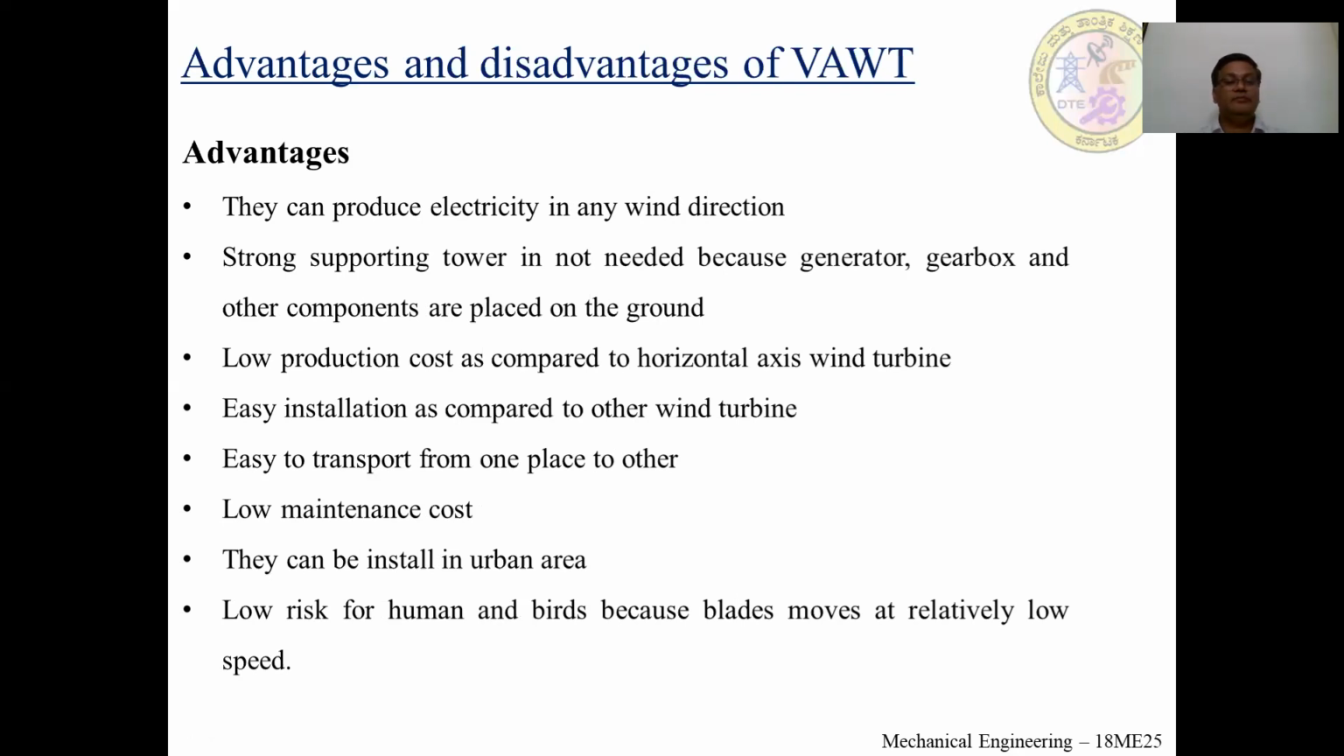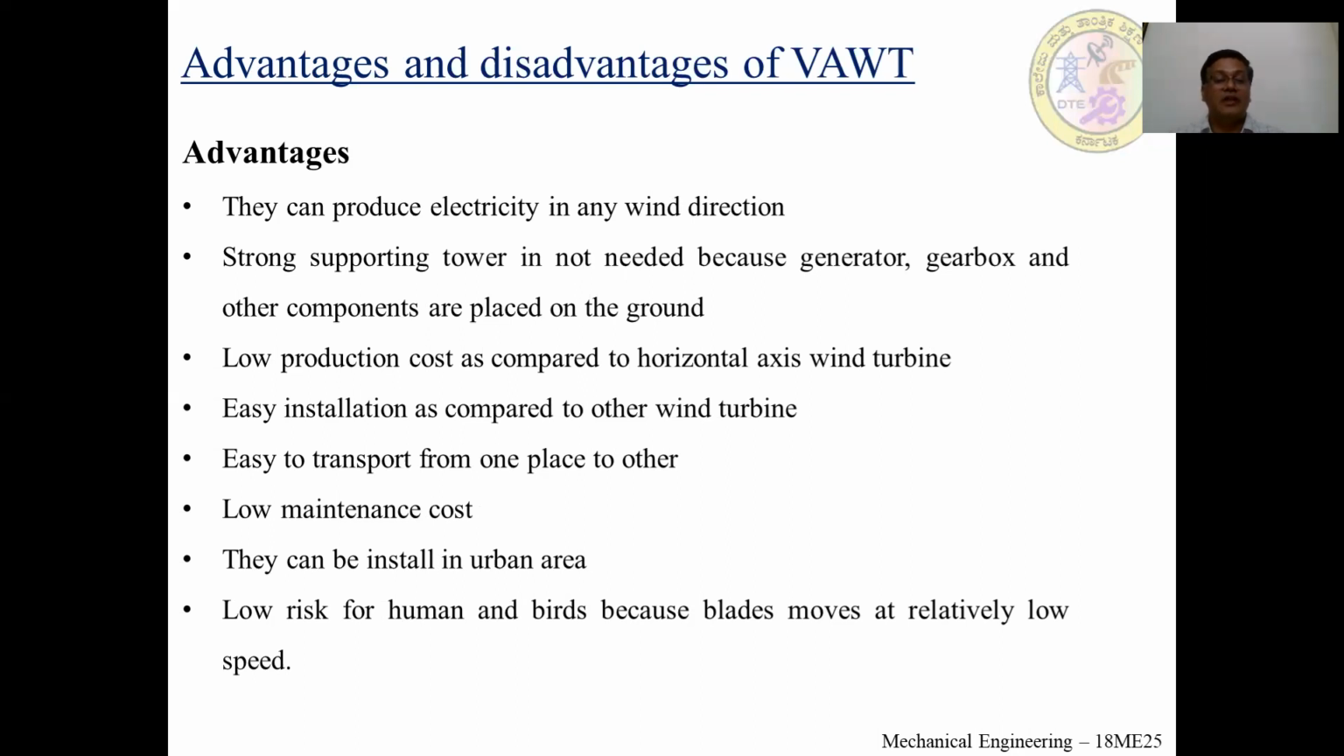Similarly, the second point is that a strong supporting tower is not required, because the application of the vertical axis wind turbine is limited or restricted to residential use. You can install it on the roof or at roof level only. The height is minimal, so long towers are not required. Then the third point is low production cost as compared to horizontal axis, because in the horizontal axis, what equipment, what devices are we using?